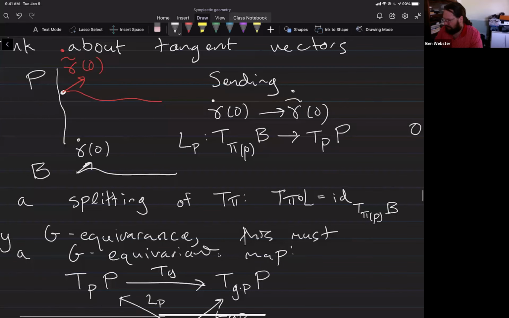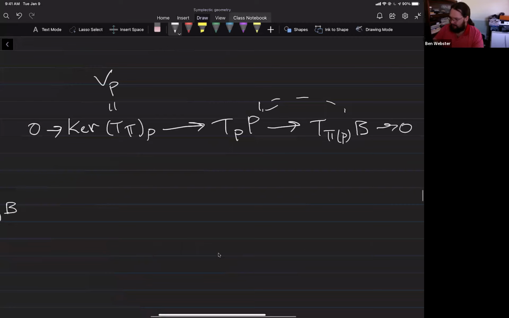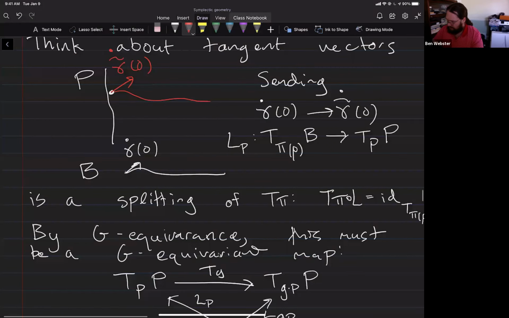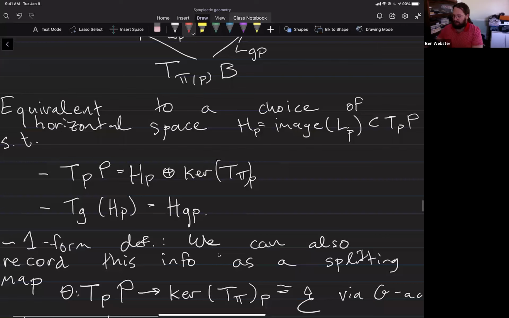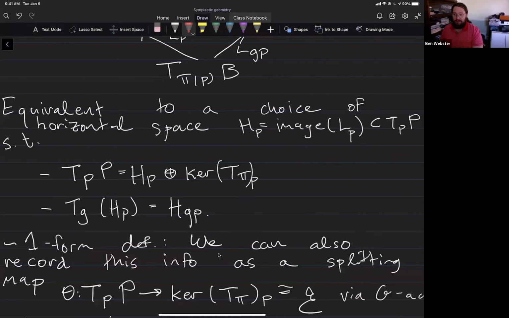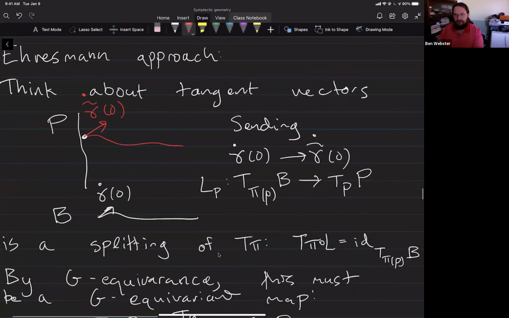Splitting in the sense of choosing a map back like this, such that the composition going around this way is the identity. Equivalently, we could think of that as choosing a complement to the vertical space inside the tangent space to the principal bundle at P, which of course we unimaginatively call the horizontal space. So what's happening here is we're choosing for each vector downstairs what the horizontal vector lying above it is. So this vertical space, that's a canonical thing. It's the kernel of the derivative of the projection map. It's just all the vectors that push forward to 0, or another way to say this is all the ones tangent to the fiber.